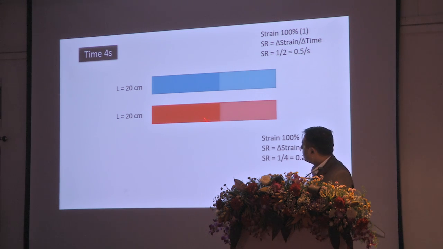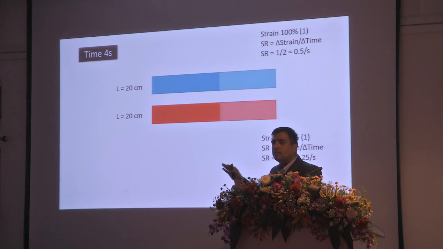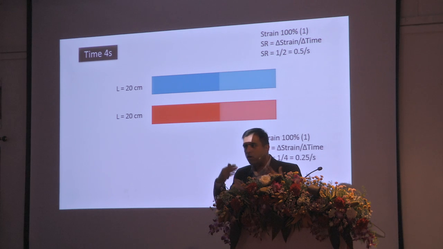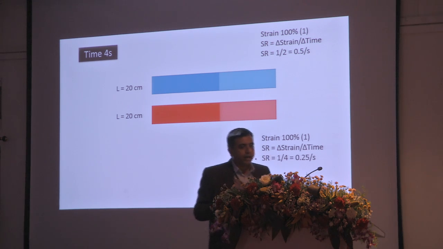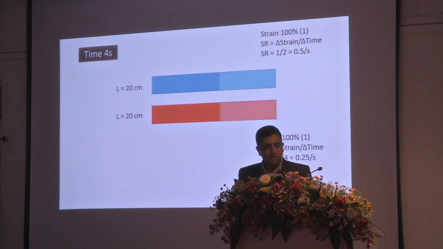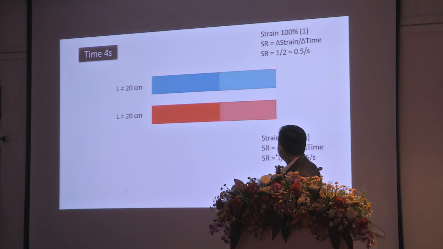So both these segments have exactly the same strain. They've elongated exactly the same length. However, the top one took 2 seconds versus the bottom one took 4 seconds. So it is important for us to know how long it took for this deformation to occur, and that is called the strain rate. It is quite simple as that. It is per unit time, so it took 2 seconds for the blue, so strain rate is 0.5 per second, and it took 4 seconds, so it's 0.25 in the red.